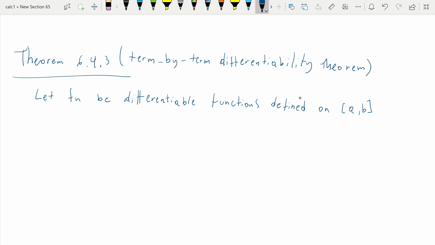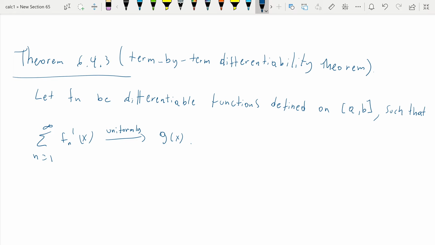and they're such that the sum from n equals 1 to infinity of fn prime of x converges uniformly to a function g of x. Keep in mind that this is information about the sum of the derivatives, not the sum of the functions. So we know that there's a limiting function g of x, such that this infinite sum converges to it in a uniform fashion.